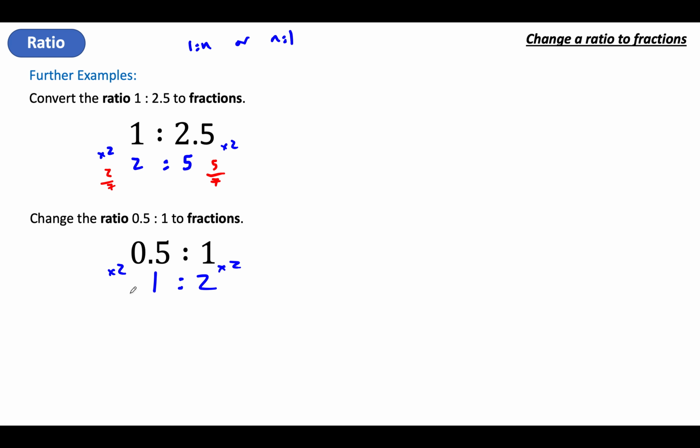And then I can write them as fractions. 1 plus 2 is 3. So there are 3 parts in total. And one of them is on the left. So 1/3 is on the left. And 2/3 are on the right. 1 and 2.